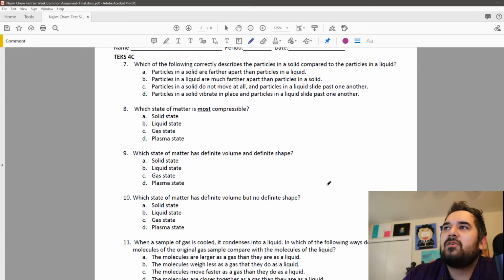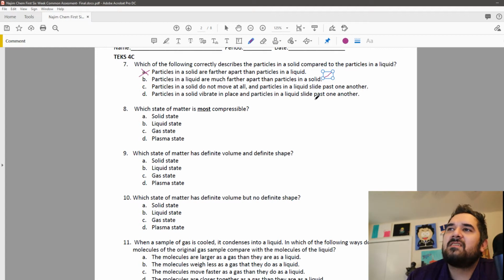All right, which of the following correctly describes the particles in a solid compared to the particles in a liquid? So here you need to read all of these to choose the one that works best. So particles in a solid are farther apart than particles in a liquid. That's not true. So solids, they're the ones that have the molecules that are closest together, because they're, think of ice. Next one says particles in a liquid are much farther apart than particles in a solid. So this one could be true, but we're going to need to read the rest of them.